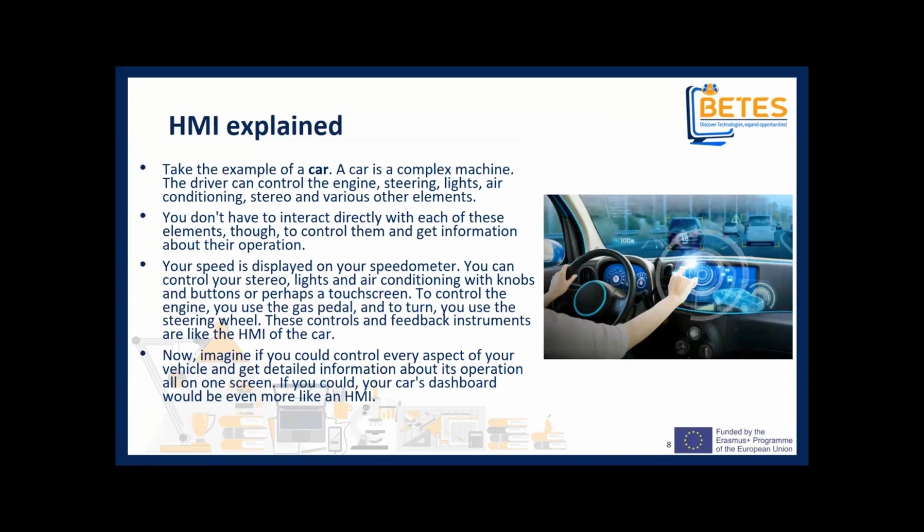And a simple example of an HMI we can try to explain. We can take the simple example of a car, which is a complex machine, but we can operate the car through the human-machine interface. Nowadays, we almost have HMIs in cars, but think that we have several parts of the car, like the steering, the lights, the air conditioning, the stereo, and various other elements.